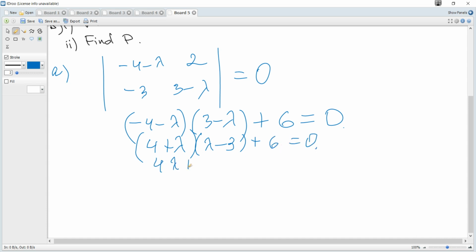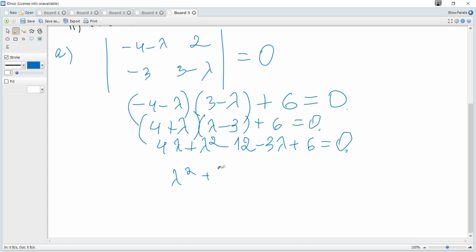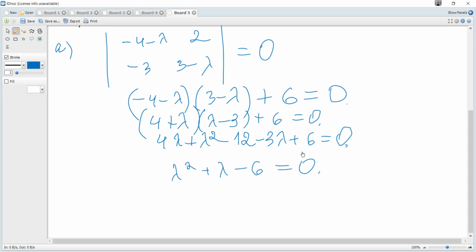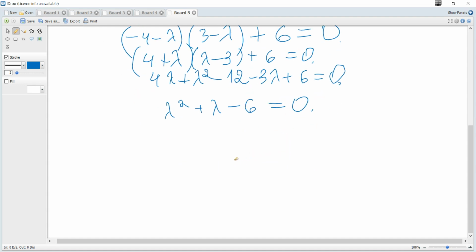Then 4 lambda plus lambda squared minus 12 minus 3 lambda plus 6 is 0. It becomes lambda squared plus lambda minus 6 is 0. And we get the usual quadratic equation with respect to lambda. You may use a calculator, or the discriminant can be used. I want to use the sum and product rule. The sum of roots is equal to minus b over a, and the product is equal to c over a. A is 1, b is also 1, and c is -6. So the sum is -1, the product is -6.